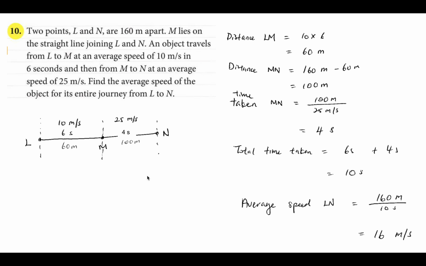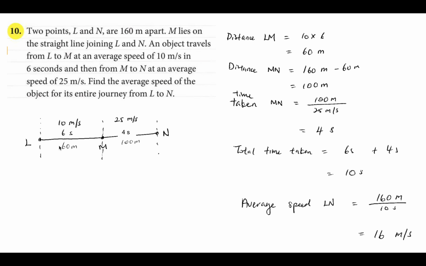So what happened? The object traveled from L to M at an average speed of 10 meters per second. So I'm going to write it down, 10 meters per second. Then in 6 seconds. So the time taken is 6 seconds. Same thing, I write it down. So this is the information that was given, right? Then for the second part of the journey from M to N, we know the speed. The speed is given as 25 meters per second. And we don't have the rest of the information.